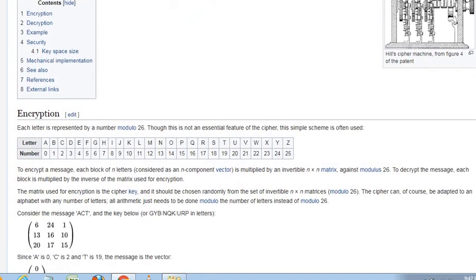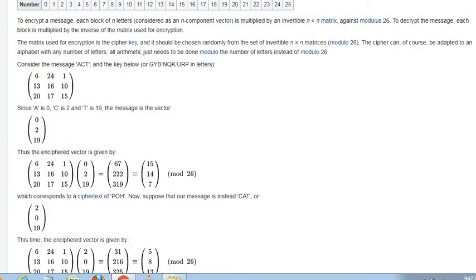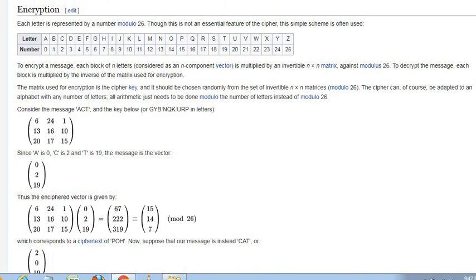So we will just see how the encryption and decryption works, the idea behind the encryption and decryption. Each letter is represented by a number modulo 26. Though it is not an essential feature of a cipher, generally we are using a plain text which comes in between A and Z.